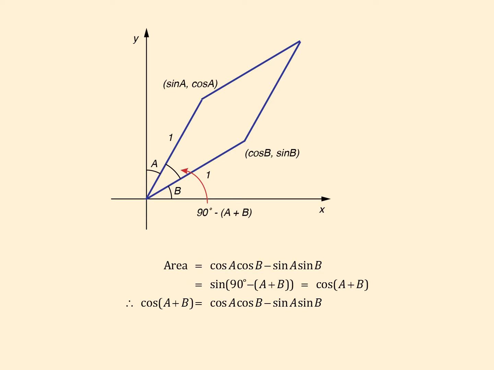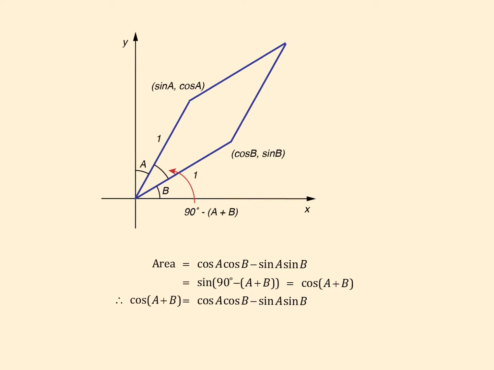Applying the formula, the area of the parallelogram is cos A cos B minus sine A sine B. And that's equal to, using the area of the triangle formula, doubled, sine of 90 take away A plus B. But sine of 90 take away A plus B is the same as cos of A plus B. And hence cos of A plus B is cos A cos B minus sine A sine B.